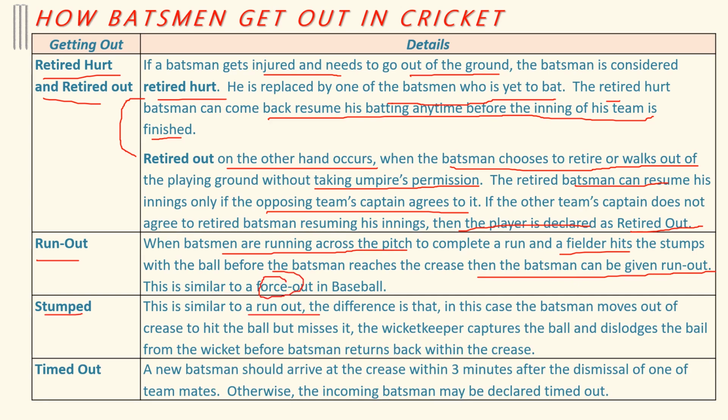Stumped. This is similar to a run out. The difference is that in this case the batsman moves out of the crease to hit a ball, but he misses it, and the wicketkeeper captures the ball and dislodges the bail from the wicket before the batsman is able to return back to his crease.